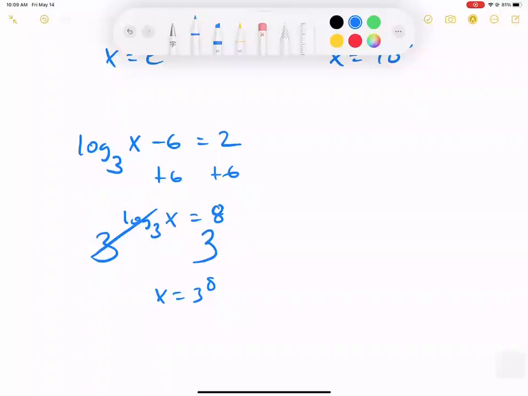Maybe we have to clean up that problem. Okay. Let's see. All right. So let's look at one more thing here.